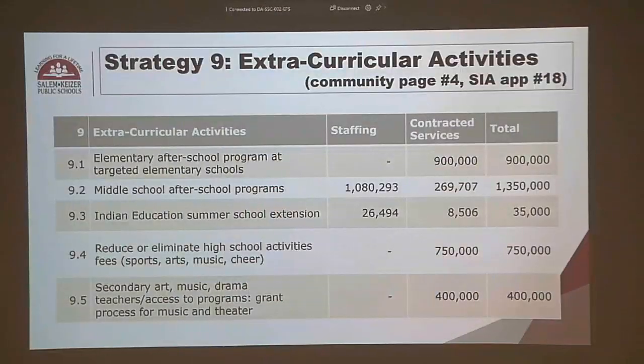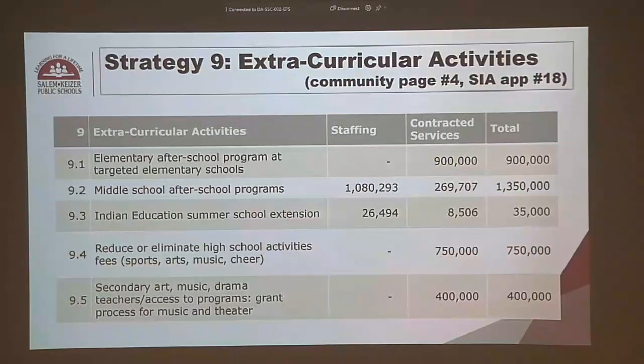We're targeting contracted services for our elementary after-school programs, so identifying community-based organizations that we can partner with to come in after school for our elementary schools and provide clubs, activities, tutoring, all sorts of different opportunities. So we've put just shy of $1 million, $900,000 there to target elementary after school. Middle school would be a combination of our own staff and contracted services. Those details haven't been worked out yet, but that's $1.35 million sitting here.